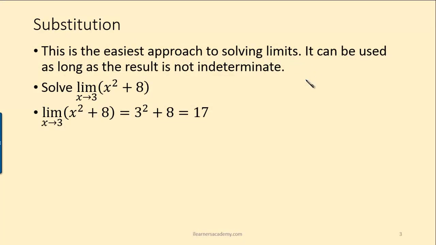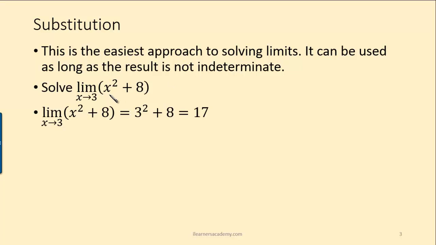It's not always possible to use this method. If you have an expression and you need to solve some limit and it's not solvable using this method, then the strategy to employ is to somehow manipulate that expression so that you can apply this method.